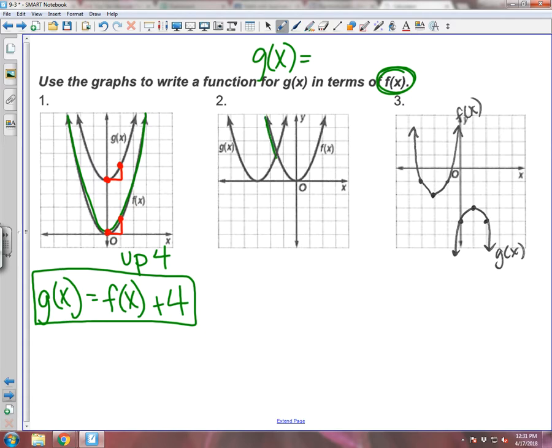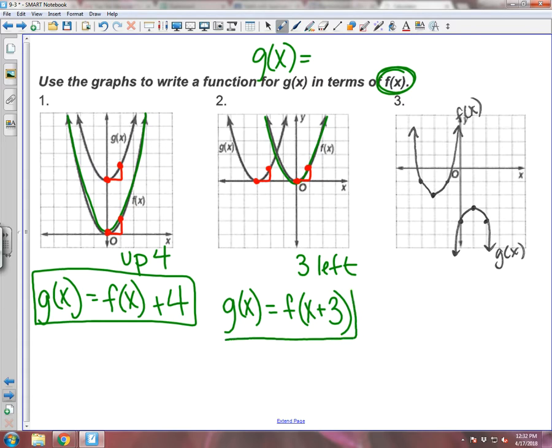If I look at f of x here, it has been moved 1, 2, 3 to the left. Let's see if the width has changed at all. If I move 1 unit away, I have to move 1 unit up. So the width has not changed. It's just been moved 3 to the left. So g of x is f of x moved to the left. Well, you all know if I'm going to move to the left, I have to be adding inside that parentheses. So my function would be g of x equals f of x plus 3.